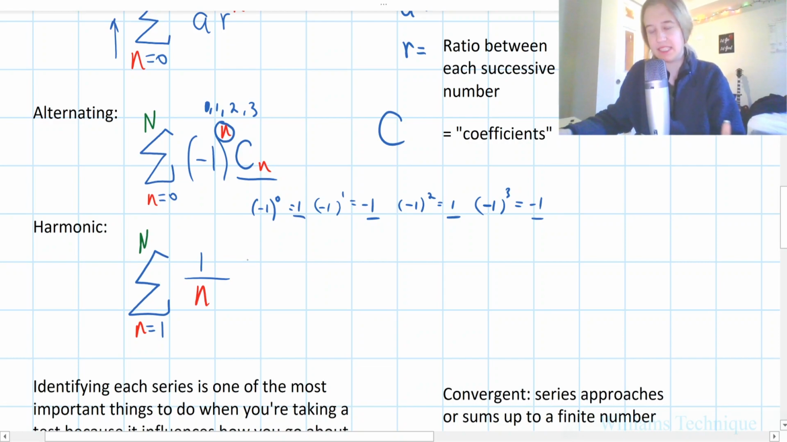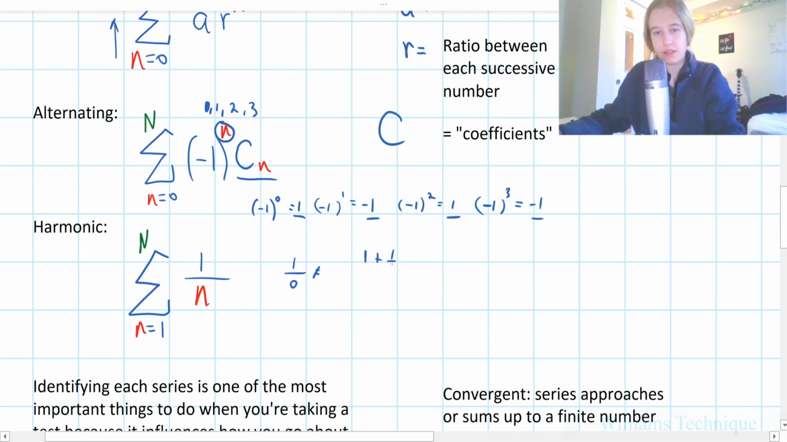And then the harmonic series, this is kind of an example by itself. This is to show that you don't always have to start from n equals 0. Sometimes you have to start at n equals 1, or maybe -1, and skip over 0. The reason you start with 1 here is because 1 over 0 does not exist. You can't divide by 0.